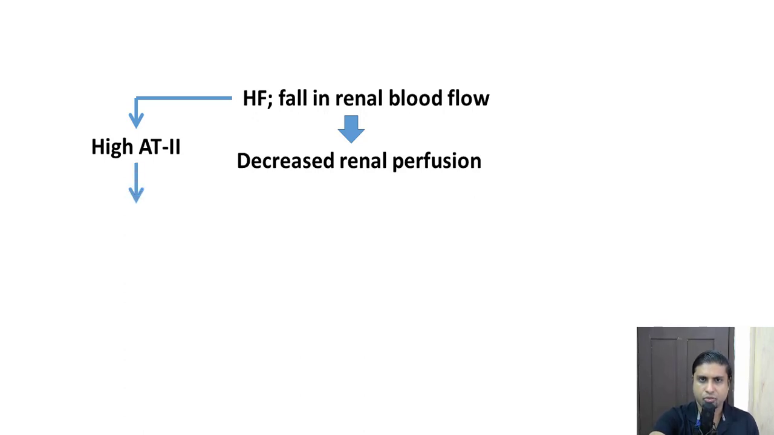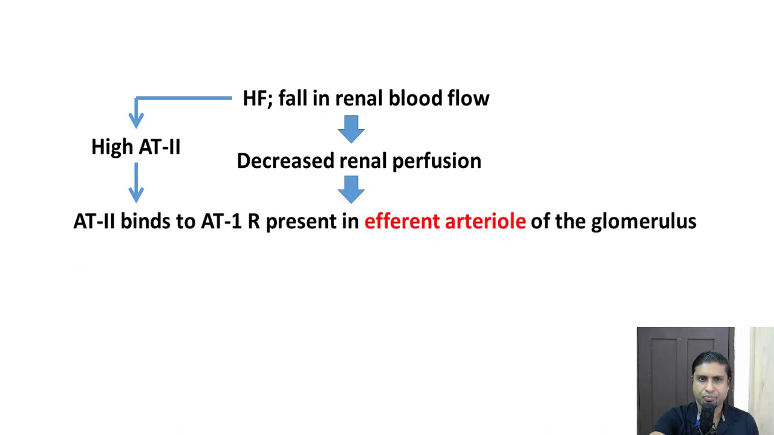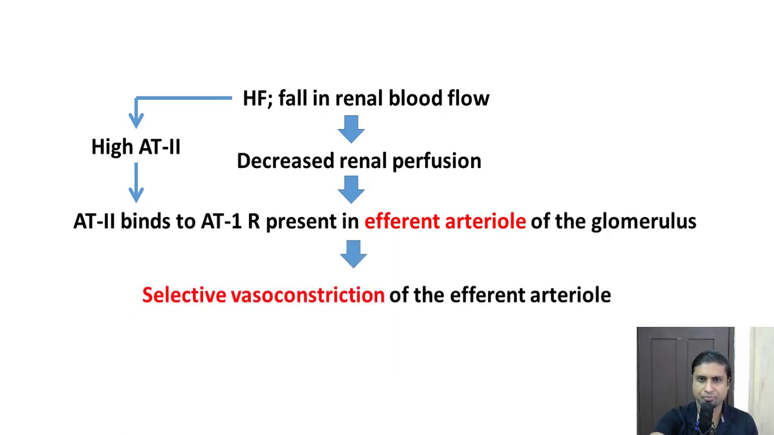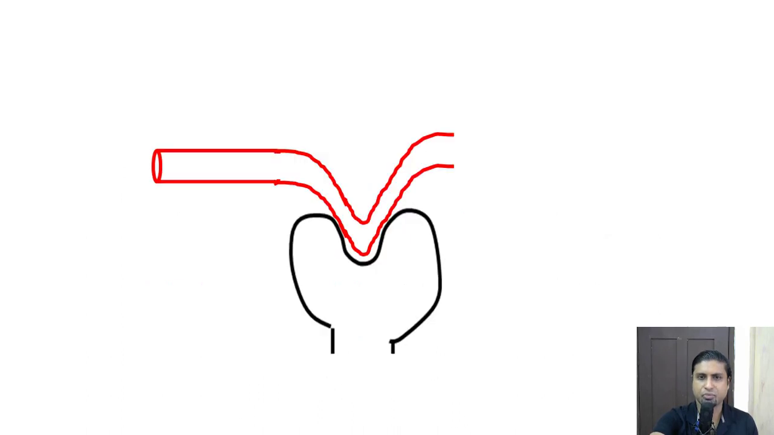Angiotensin 2 binds to AT1 receptors, which are present in the efferent arteriole of the glomerulus, and this results in selective vasoconstriction of the efferent arteriole. And this helps to maintain urine output. Let's see what we mean by this.